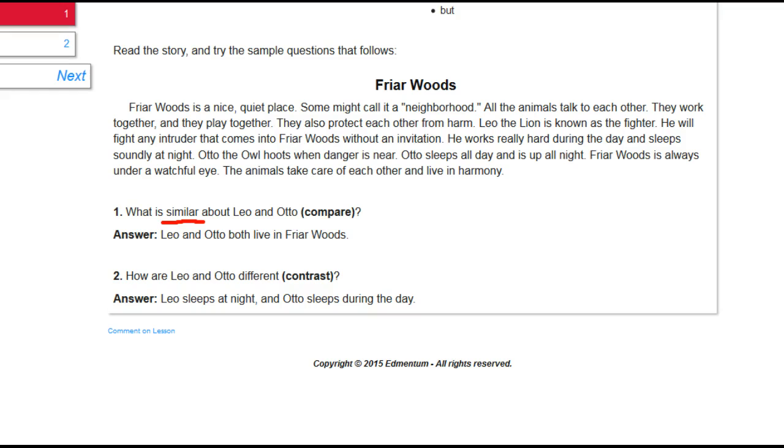The next question is, how are Leo and Otto different? Remember, when we're looking at differences, we're contrasting. And the answer is Leo sleeps at night and Otto sleeps during the day.